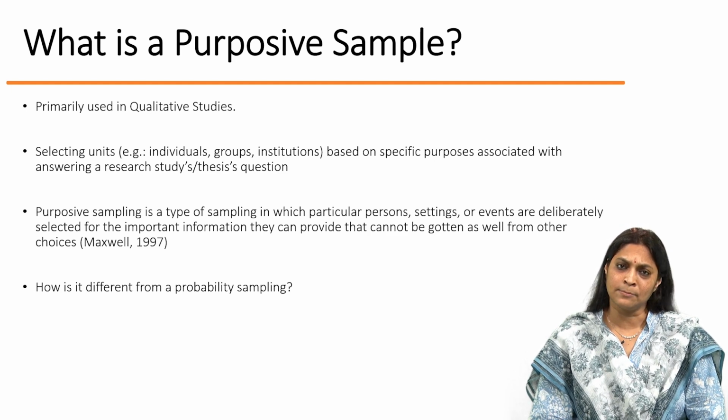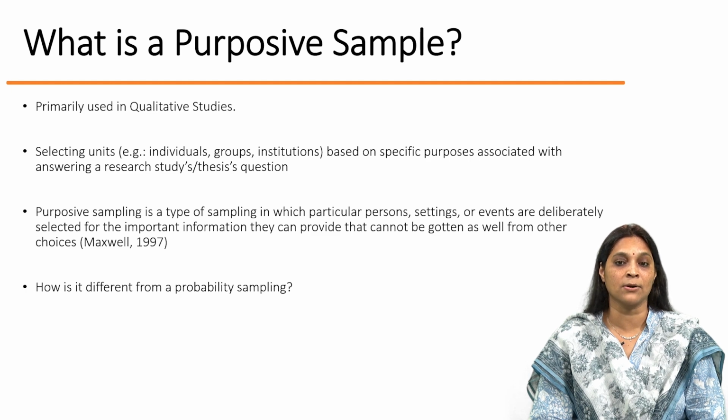Now, to have a better definition of what a purposive sample is, Maxwell in 1997 has defined purposive sampling as a type of sampling in which particular persons, settings, or events are deliberately selected for the important information that they can provide that cannot be gotten well from other choices. Here I would like to divert your attention to the statement deliberately selected. The minute we are using these words, we are excluding any choice of equal selection or equal representation of the sampling frame.